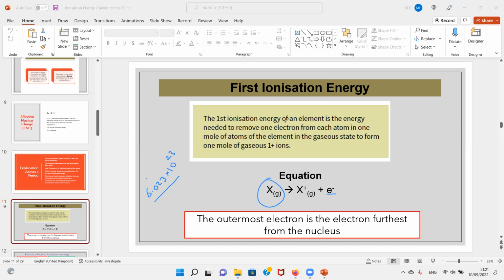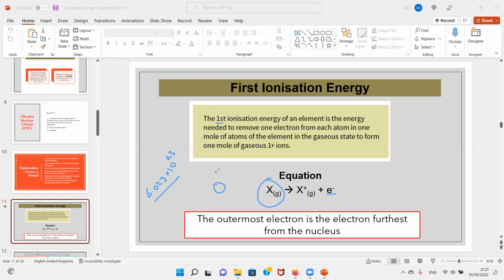First ionization energy of an element is the energy needed to remove 1 electron from each atom in 1 mole of atoms of the element in the gaseous state to form what? To form 1 mole of gaseous ions with a +1 charge, okay? And the reason we call that first ionization energy is because we have removed 1 electron only.